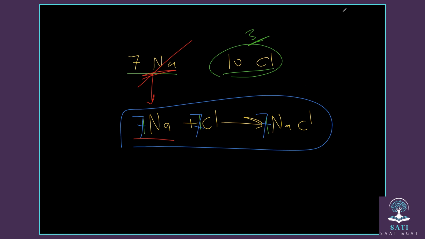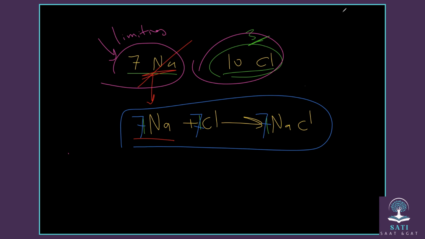So in this case, which one of these 2 elements was the controller of the reaction? That means which element stops the reaction so that no more reaction can take place. It's the sodium because it finishes first. So this factor we call limiting reactant. Why? Because it gives you the limits of the reaction. And this other one we call leftover reactant or excess reactant.